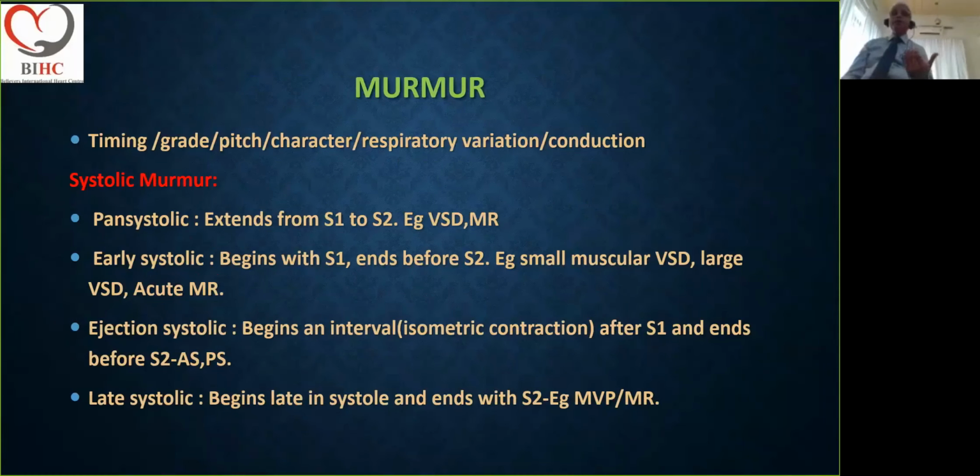Late systolic, it begins late in systole and ends with S2, as is the feature of mitral valve collapse, mitral regurgitation. So you have to say it is systolic and say in which part of systole. Try to use one of these words.